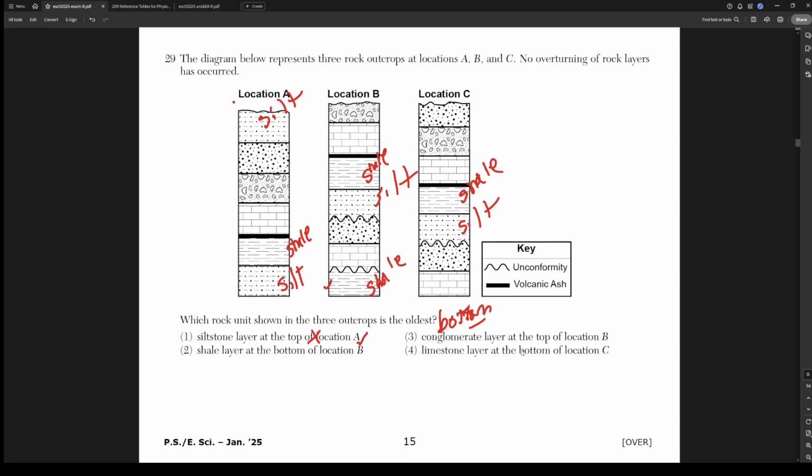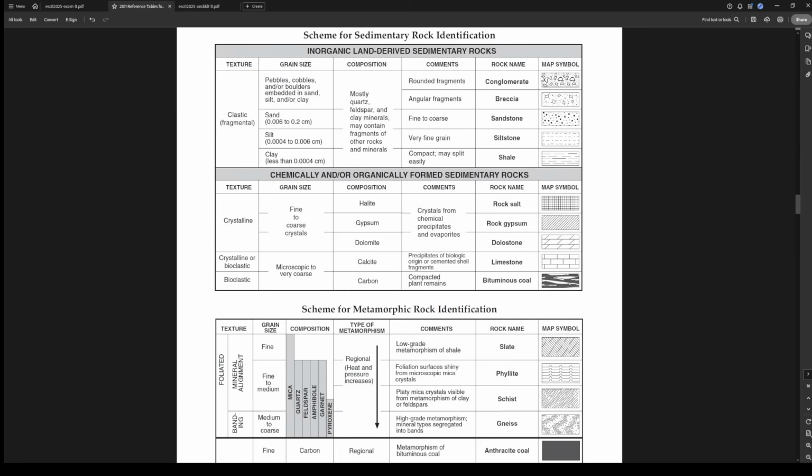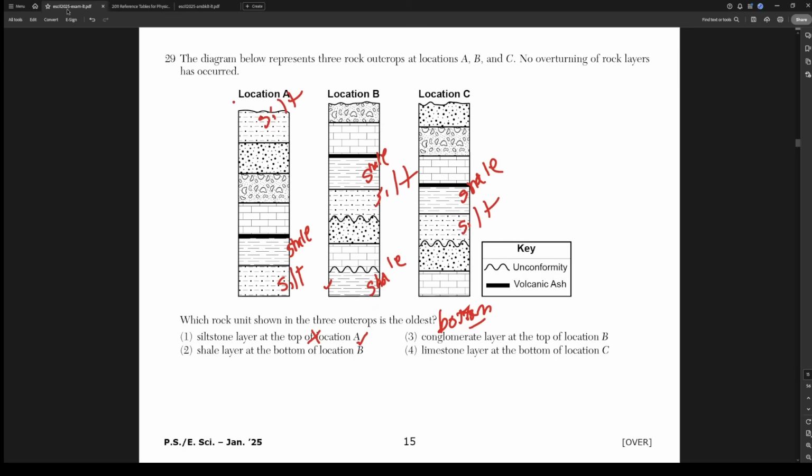Conglomerate layer on the top of B. So conglomerate layer, let's just double check what that is. See, conglomerate is the weird rocks there. So if this is conglomerate there, that's conglomerate, this is conglomerate, that's out because shale's under it. So this is automatically not going to be the oldest.